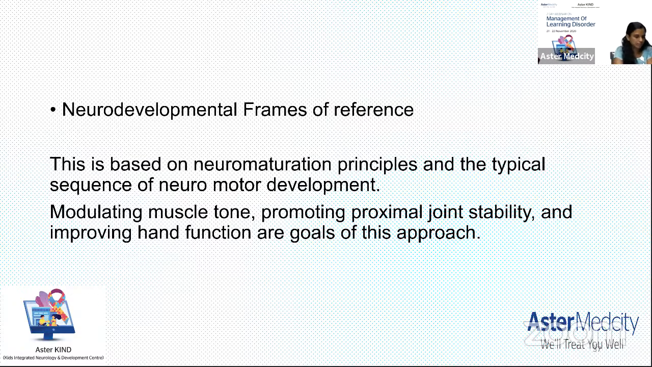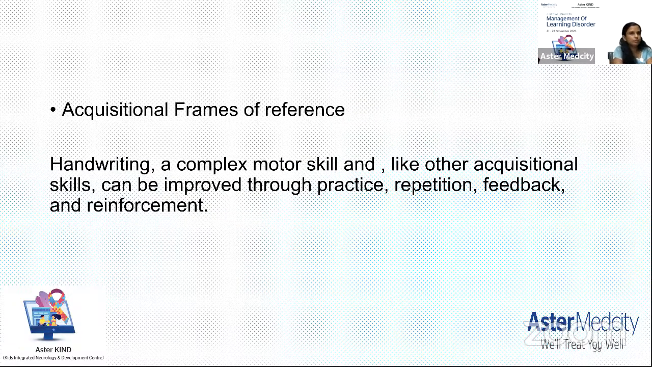Some of the activities that we can use under the neurodevelopmental frame of reference are animal walks, like elephant walking and bear walking. All these kinds of animal walks help to improve core contraction as well as proximal joint stability. And in the acquisitional frame of reference, as we all know, handwriting is a complex motor skill, and like other acquisitional skills, it can be improved through practice, repetition, feedback, and reinforcement.